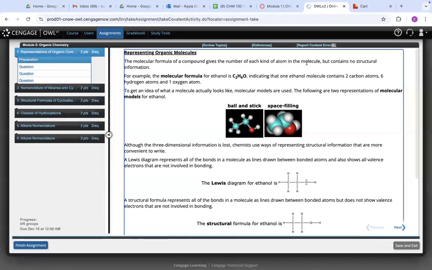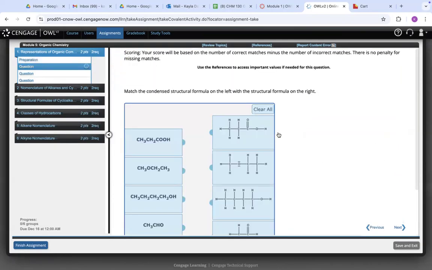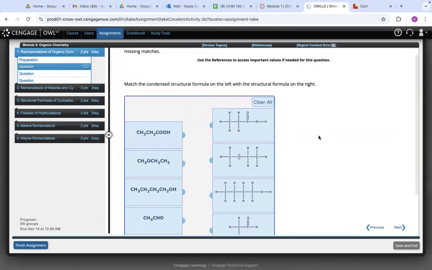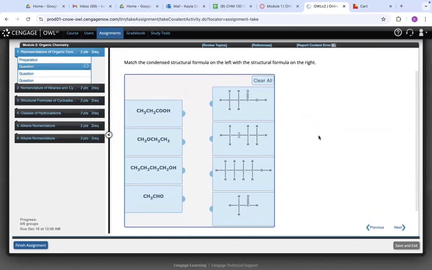All right, so I'm gonna do module five here as a student, just to help you guys out. So here, module five, question one, match the condensed structural formula with the formula on the left.